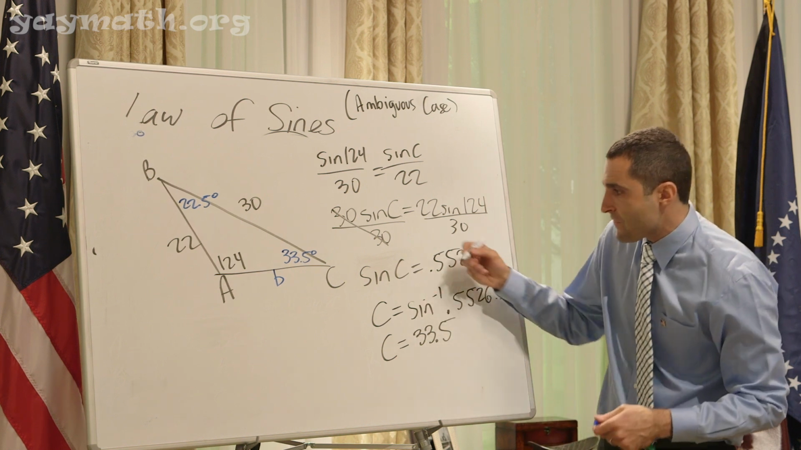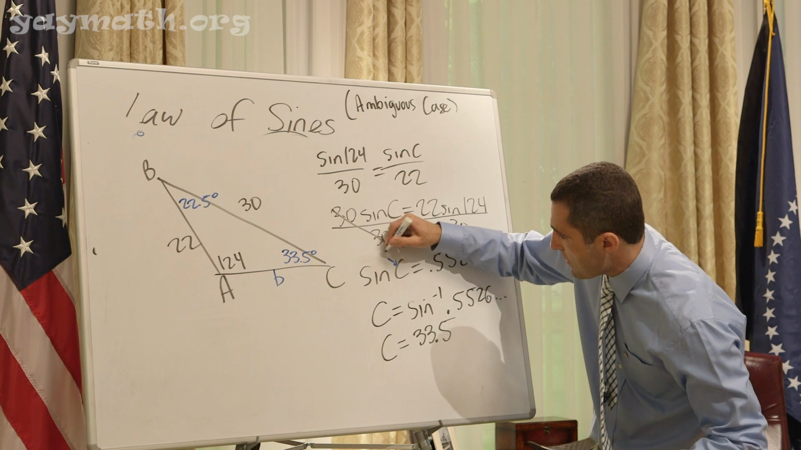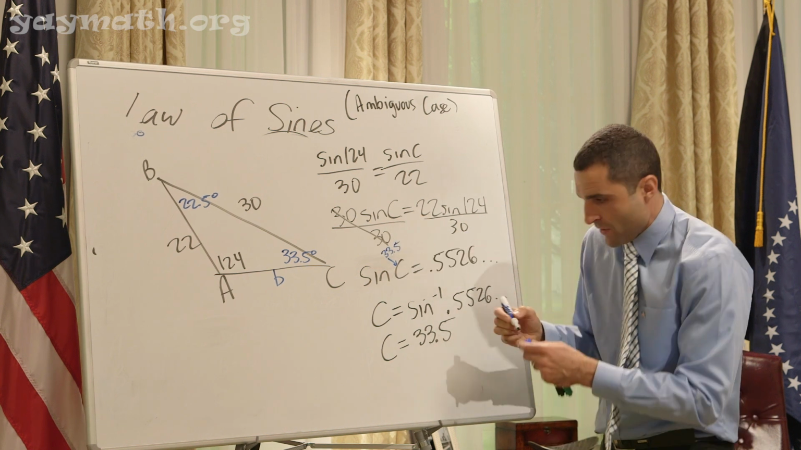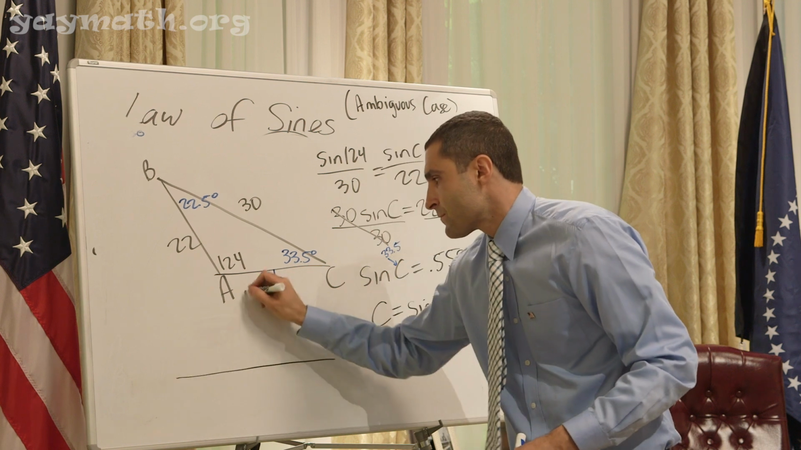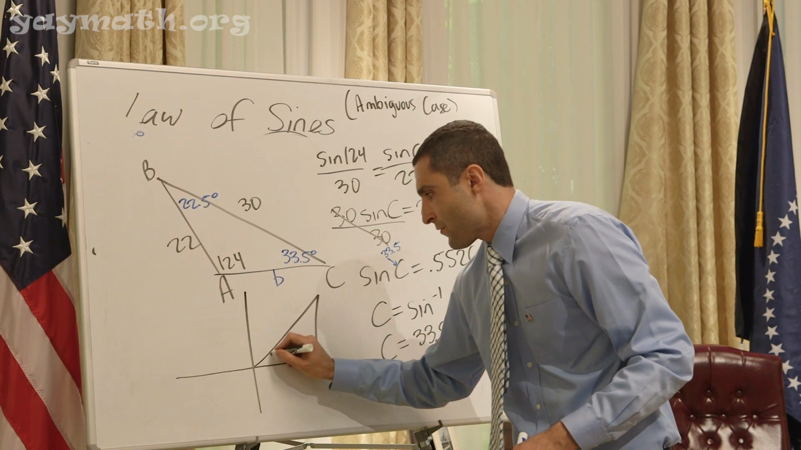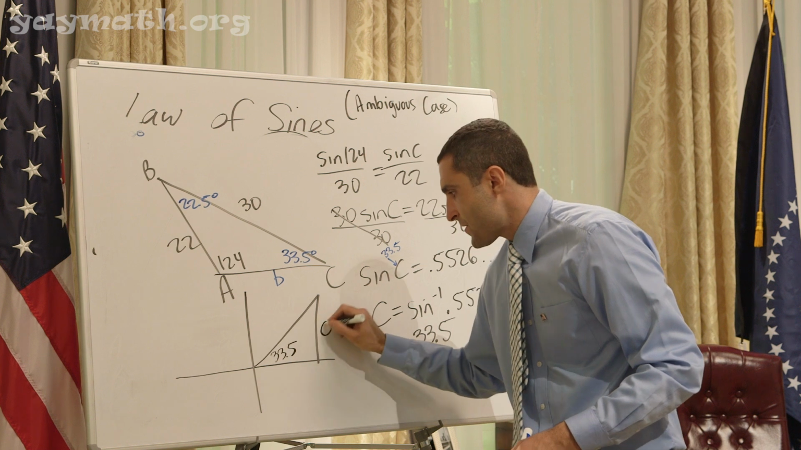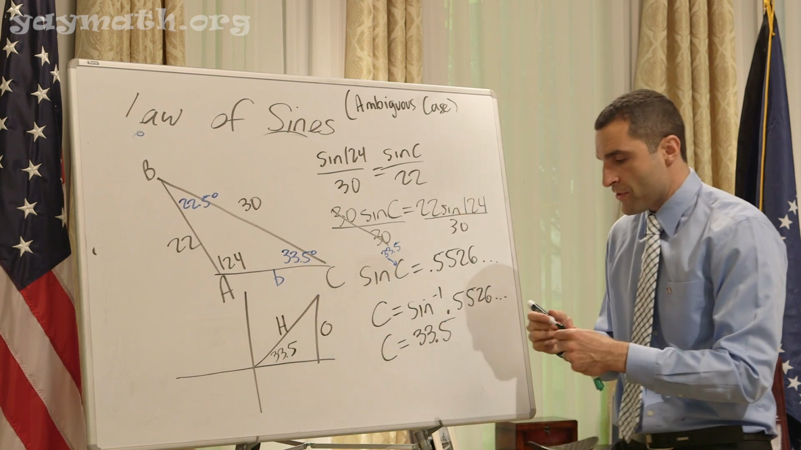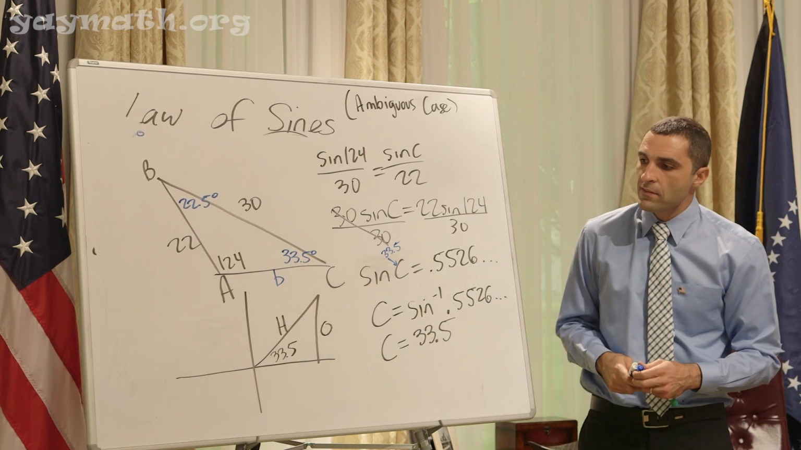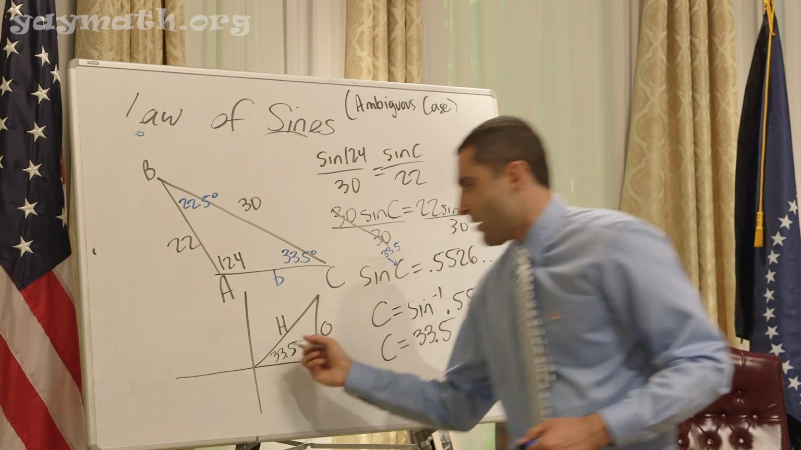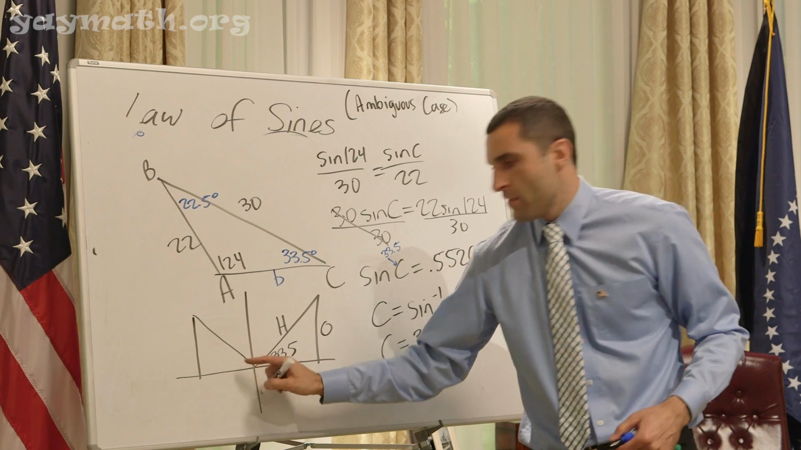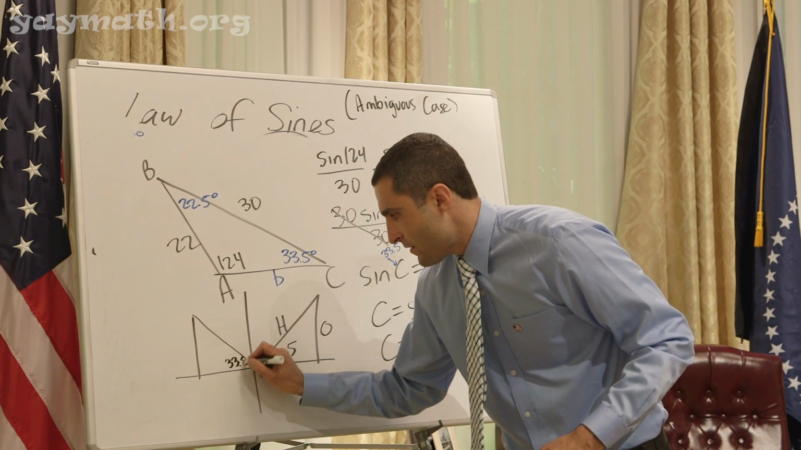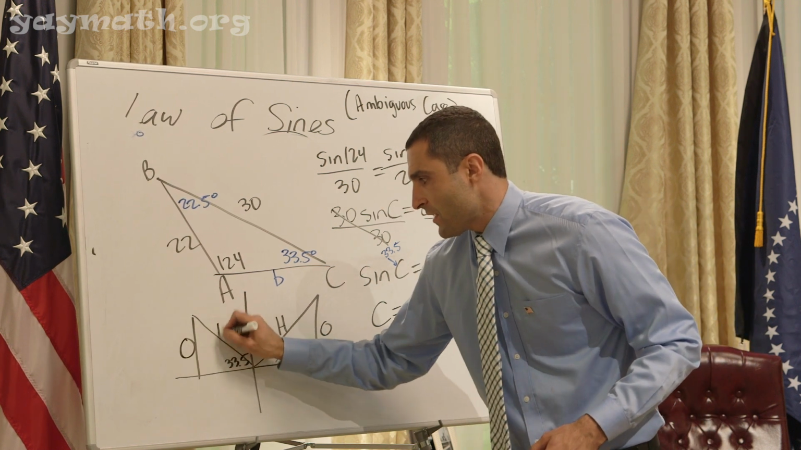So we said C was 33.5. Let's get our little triangle going. Here's your 33.5, opposite, hypotenuse. Where else would I draw this triangle? What quadrant? Two. What would this angle be? The reference angle? 33.5, indeed. Is this still opposite, hypotenuse? Yeah.